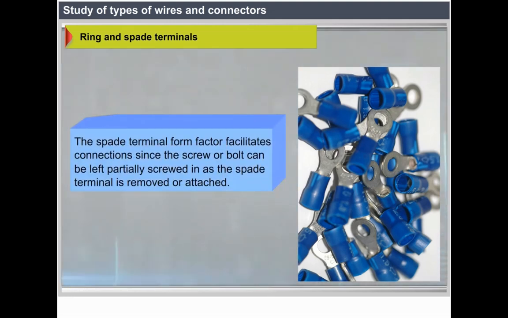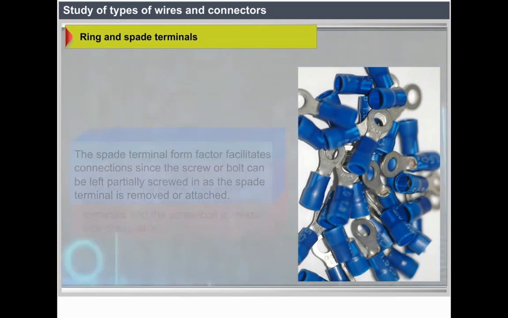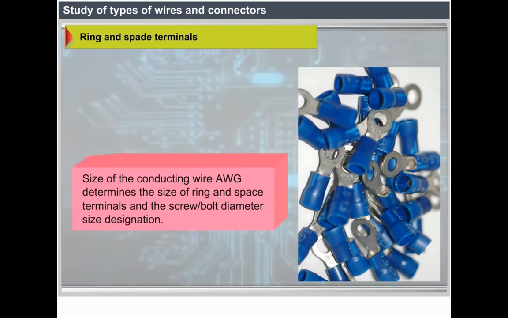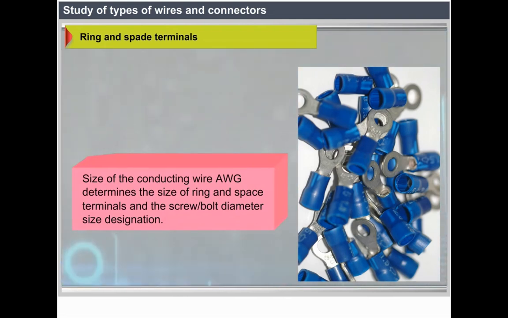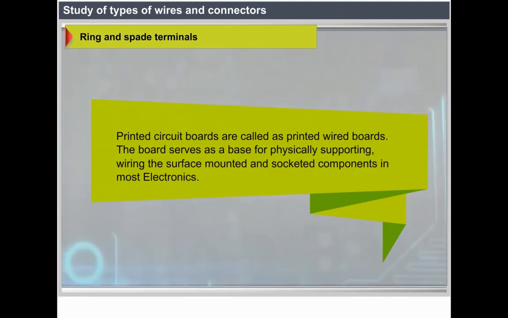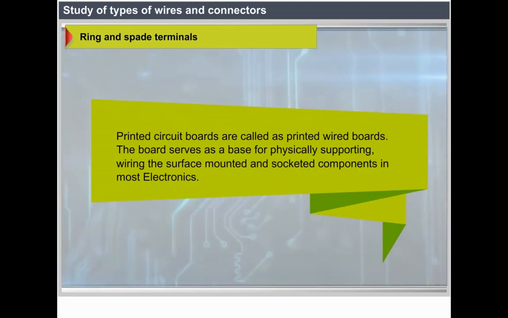The spade terminal form factor facilitates connection since the screw or bolt can be left partially screwed in as the spade terminal is removed or attached. Their sizes can be determined by the size of the conducting wire AWG and the screw or bolt diameter size designation. Printed circuit boards are also called printed wire boards.